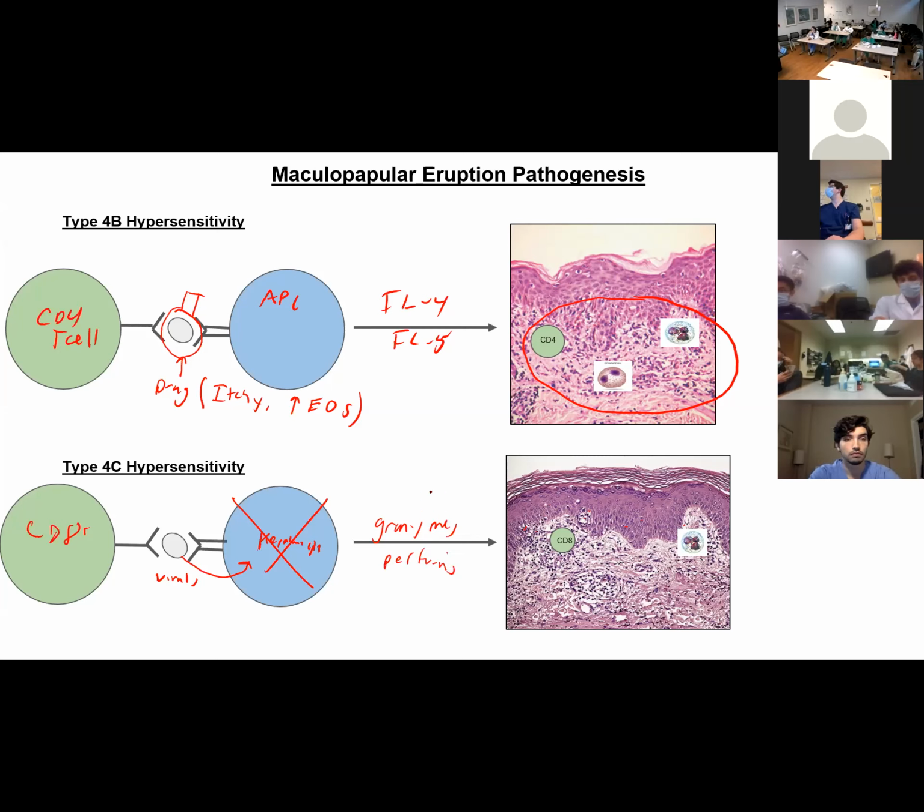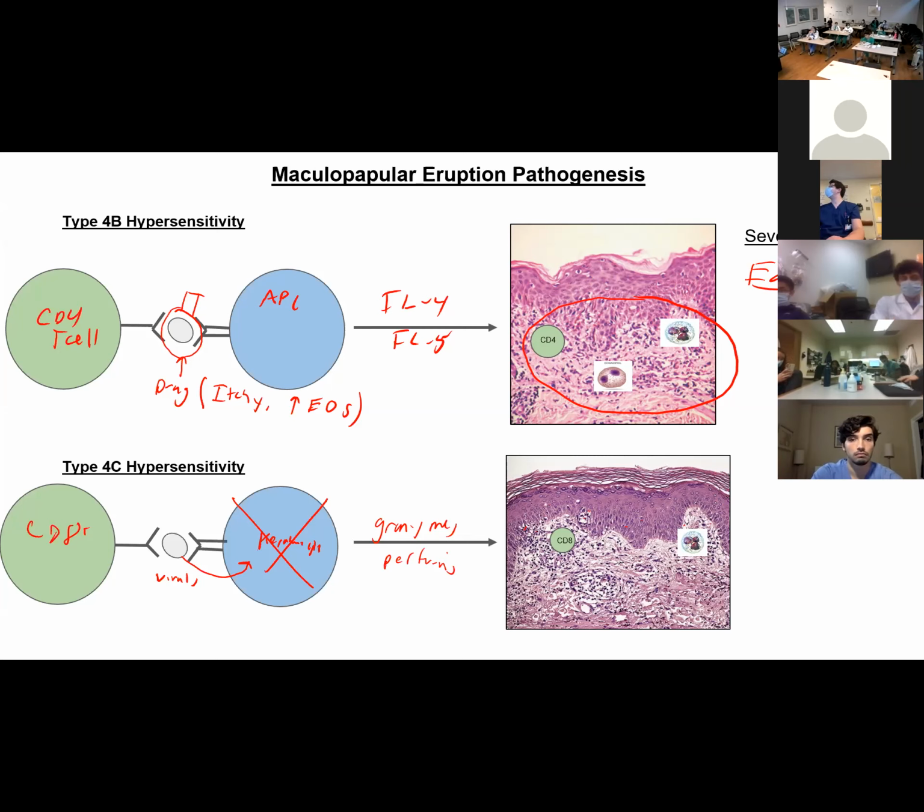So these things, and when I think of drug reactions, I really think of them as a continuum. Now we think about the kind of low-risk drug reactions in macular papular rash, but if you think of this type 4B hypersensitivity as a continuum, when this gets very severe, it turns into DRESS. And that's why with DRESS, you have eosinophilia, right? That's in the name.